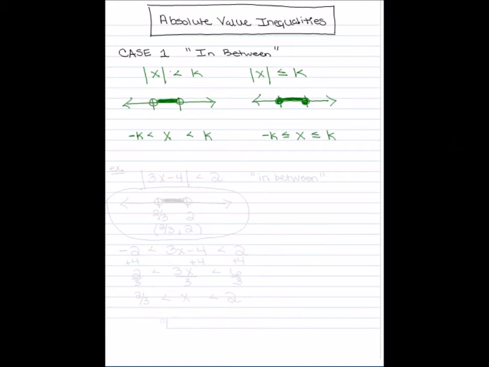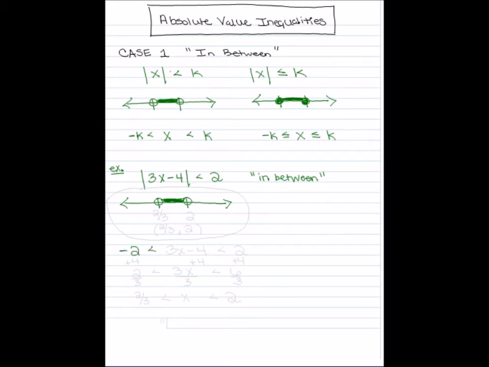Let's take a look at an example to see how this works. Let's say I have the absolute value of 3x minus 4 is less than 2. That means that this is going to be an in-between type problem. If I draw this on a number line, I have two numbers, an open circle at each one of the numbers, and I shade everything in between. This is the picture. Now let's do the math to figure out what the two values are going to be.